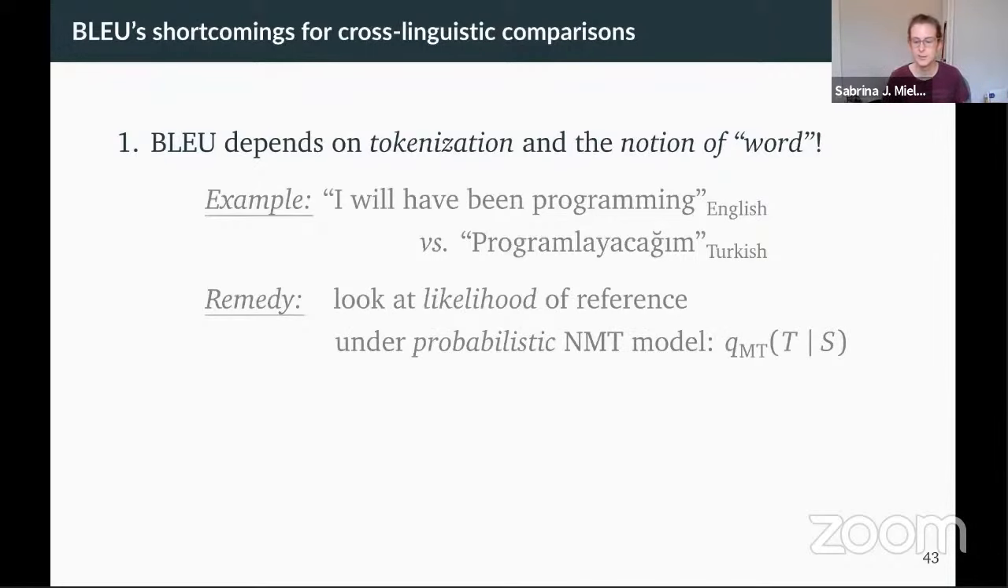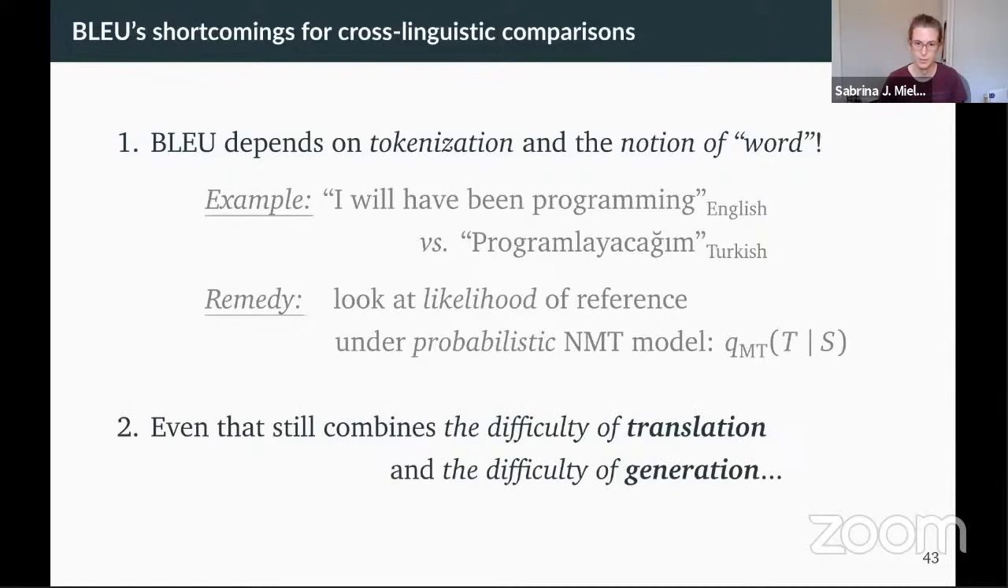So what we're doing is, again, use this idea of looking at the likelihood, that is, looking at the surprisal under a current day translation model. But even that still combines the difficulty of translation and the difficulty of generation. And that's really an interesting point here. I think that's the main contribution of this paper, not so much the results, they're kind of useless, but asking this question: what do we mean by difficulty of translation?